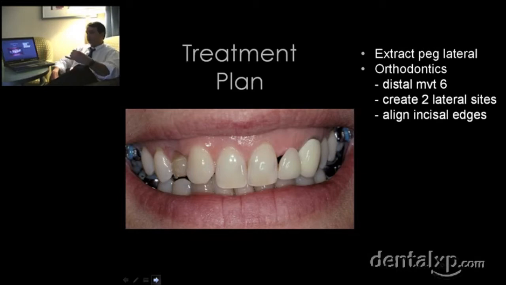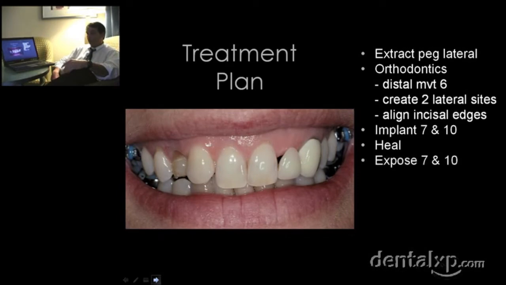So with ortho, we're able to get distal movement. We're able to create 2 recipient sites for teeth in the areas of 7 and 10, and also able to align our incisal edges. Once the orthodontics was completed, we're allowed to then place implants in the areas of 7 and 10. We'll then allow the implants to heal. Once the implants heal, they would be uncovered, they'd be exposed, and then we would perform crown lengthening.